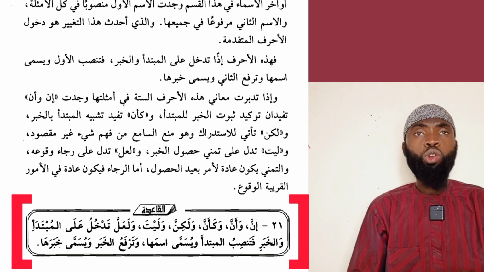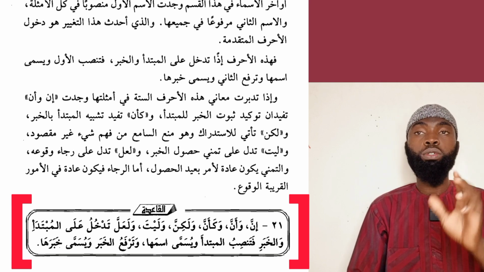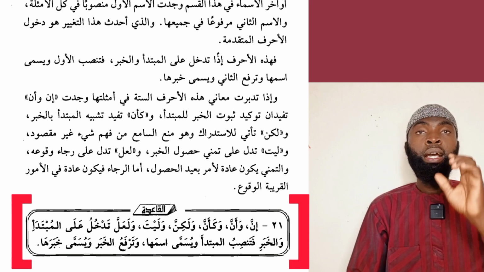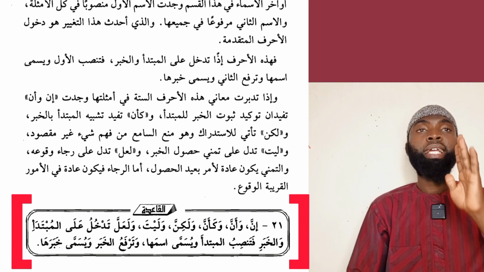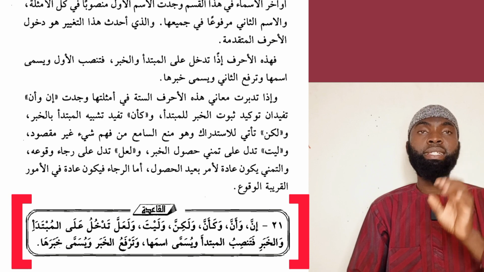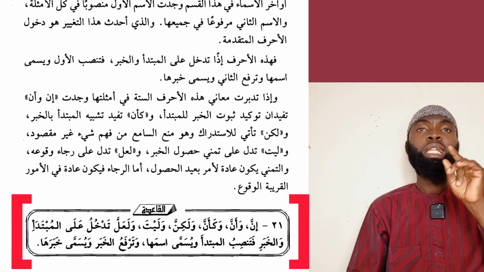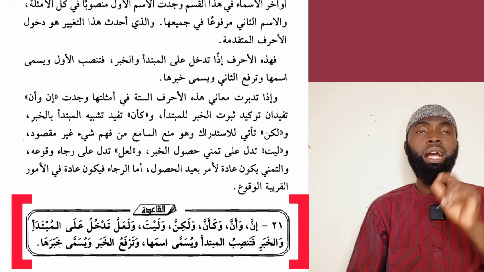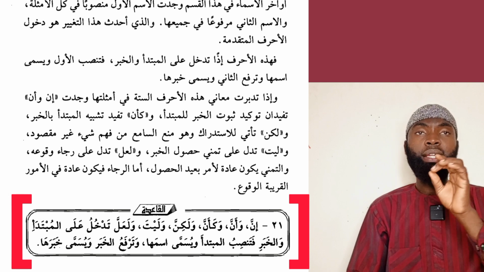Now, summarily, what we have learned from here is that there are six particles: inna, anna, ka'anna, lakinna, layta, and la'alla. These six particles, they are usually introduced to a nominal sentence, mubtada and khabar, and they will change the mubtada to fatha and change the khabar to carrying dhamma.